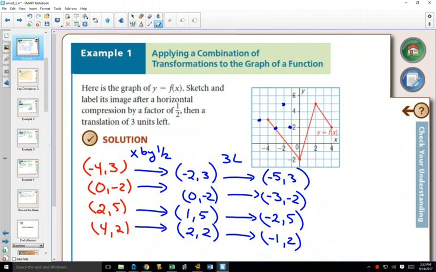Oops, one point was labeled wrong. Negative 3, negative 2. So everything up till now is identical to the ones with the vertical. We just did the points. We did 2 steps. Everything's fine. But what I wanted to show you is how do we write this?